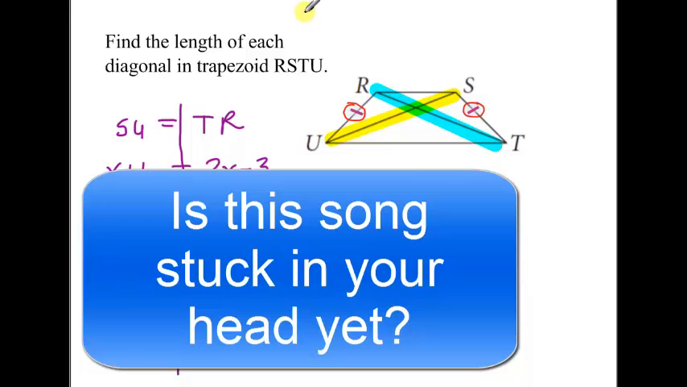Many shapes. Trapezoid. Many shapes has quadrilateral. A trapezoid is 1, 2 parallel. But the other two are not. Right arm, left arm, right leg, left leg. Quadrilateral.